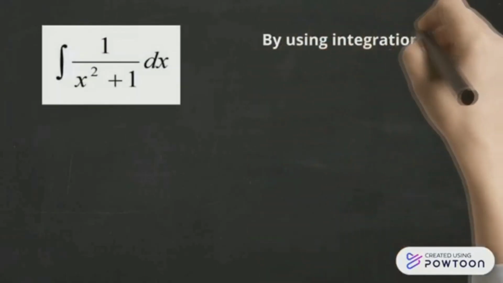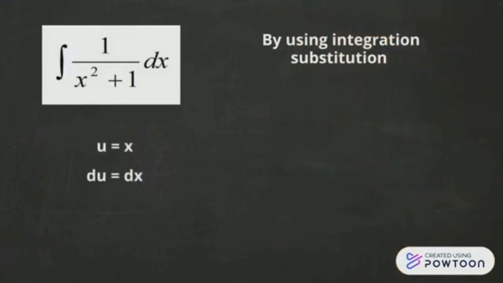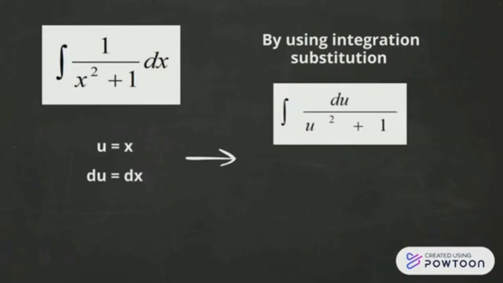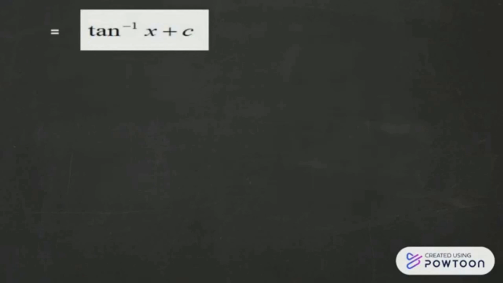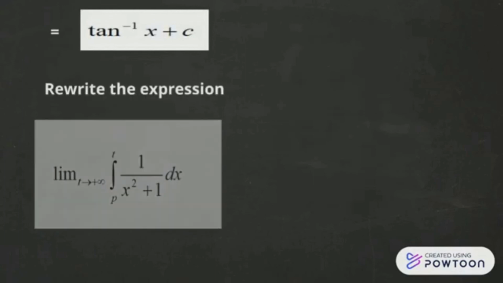By using integration by substitution, we put u equal to x and then du equal to dx, and then we substitute it into the expression and we will get the integral of the function du over u squared plus 1, and we integrate it and we will get arctangent u plus c. Next, we substitute u with x and we will get arctangent x plus c, and then rewrite the expression.